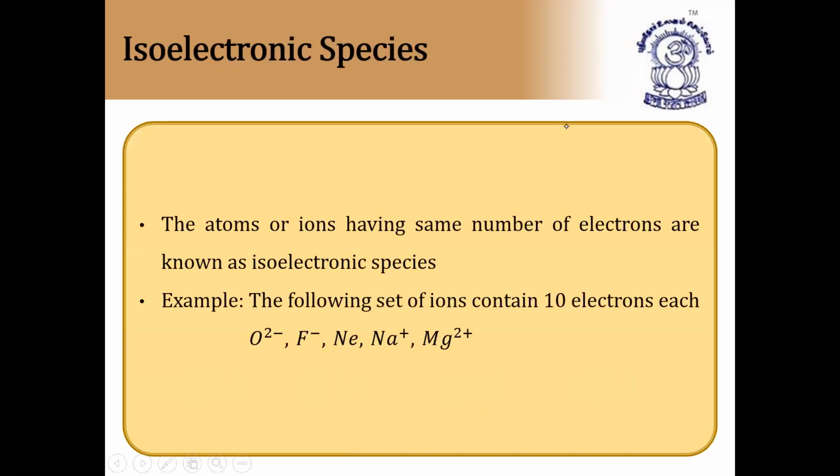Very important concept: isoelectronic species. They will ask in the examination which of the following are isoelectronic species. Atoms or ions having the same number of electrons are known as isoelectronic species. For example, take O2 minus, F minus, neon, Na plus, Mg2 plus. What is the atomic number of oxygen? 8. O2 minus means it is gaining 2 electrons, so 8 plus 2, 10 electrons.